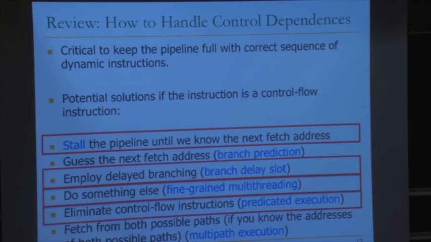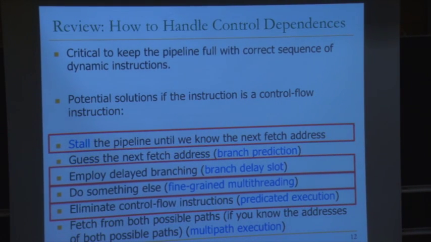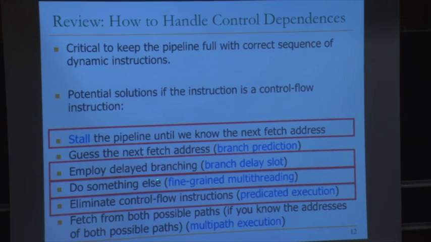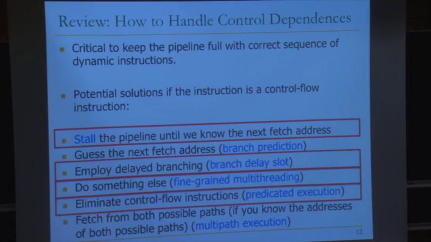So some of the potential solutions, if you remember this slide, which I've shown you several times, there are at least 6 different potential solutions. And we've covered 4 of them in some detail. Stalling the pipeline, we figured out it's not a good solution. Employing delayed branching, we figured out it's not a good solution. Do something else, we figured that it's a good solution with trade-offs, right? So you should know all the trade-offs, all of these.